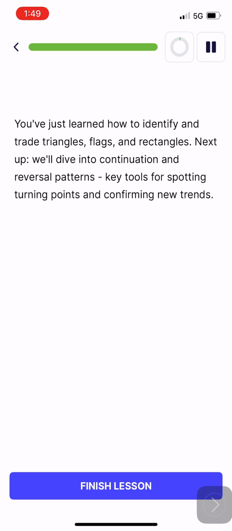You've just learned how to identify and trade triangles, flags, and rectangles. Next up, we'll dive into continuation and reversal patterns, key tools for spotting turning points and confirming new trends.